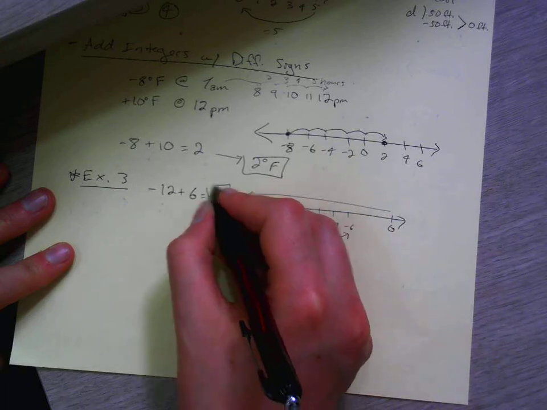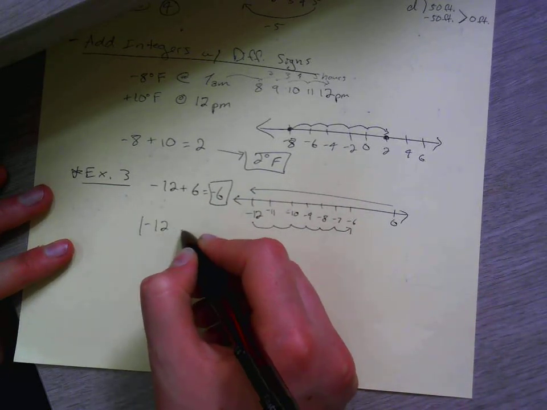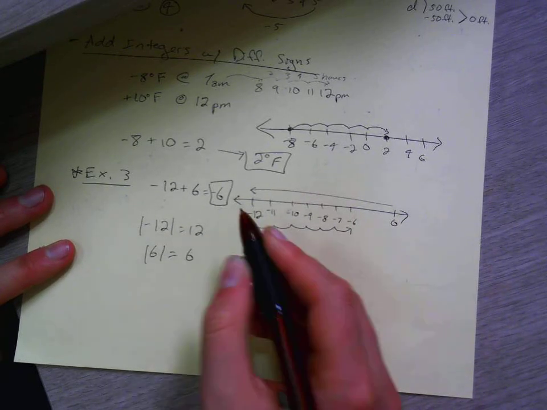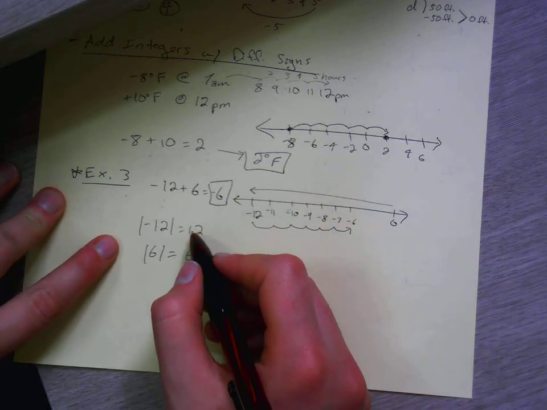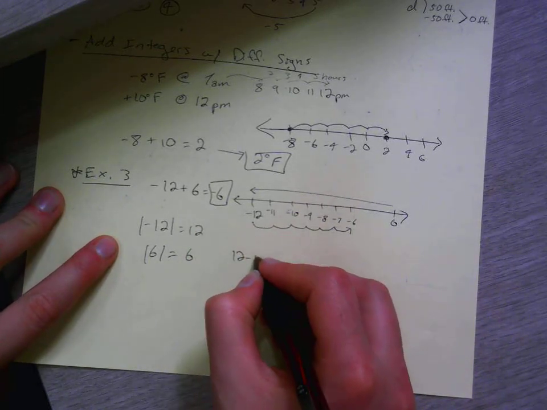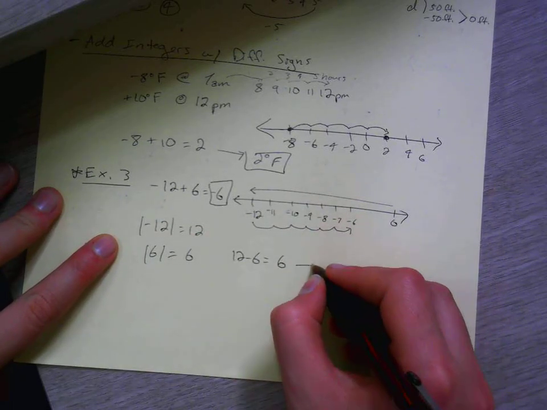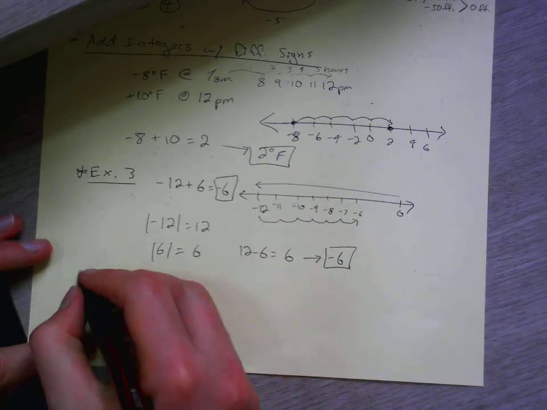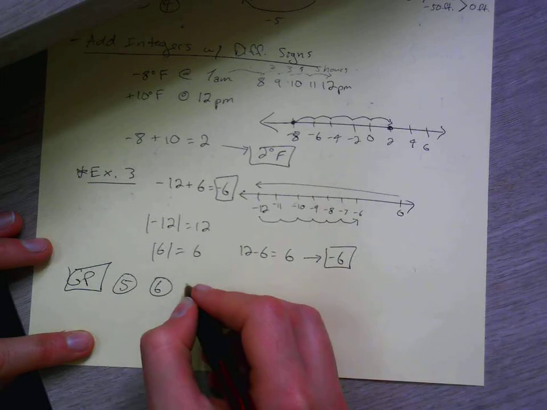Remember, that you could also do this by finding the absolute values. This absolute value is bigger, so because this absolute value is bigger, we're going to do 12 minus 6, which equals 6. We take the sign of the bigger one, which is negative, and so that becomes negative 6 is also the answer. Okay, go ahead and try guided practice 5, 6, and 7.